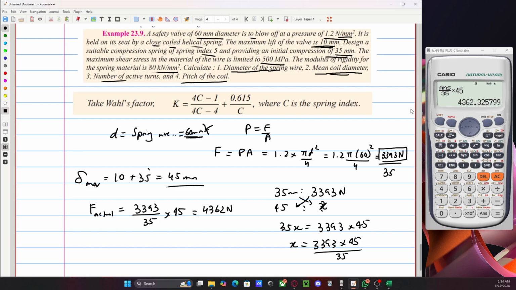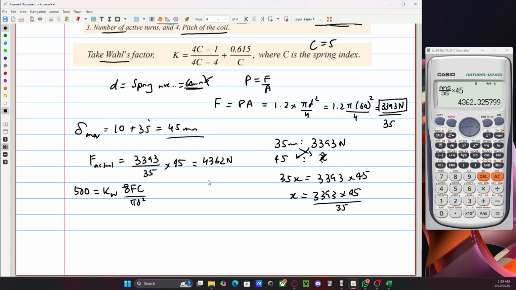4362 newtons. Now we have our force that we want, and we need to work out the wire diameter. They also ask us to use Wall factor kW. Now, to work out d, we know that tau max is 500. We also know from before that C equals 5. So for tau max, which is 500, this is equal to kW 8FC over pi d squared. Now we need to work out what d is.